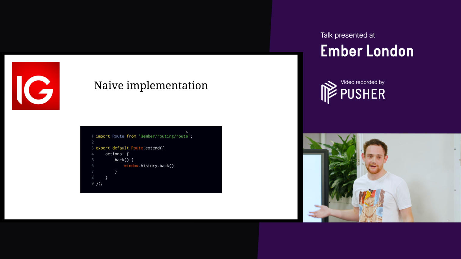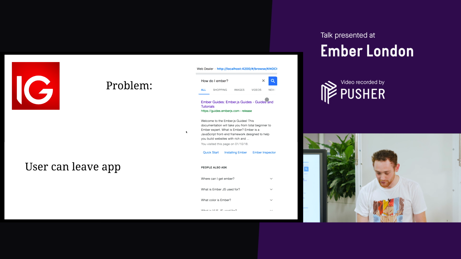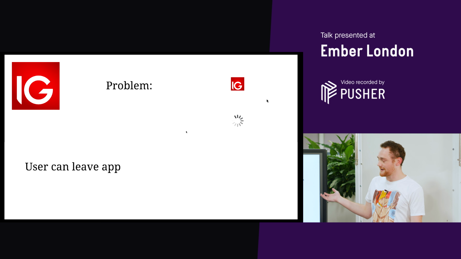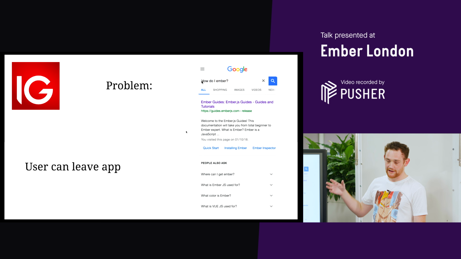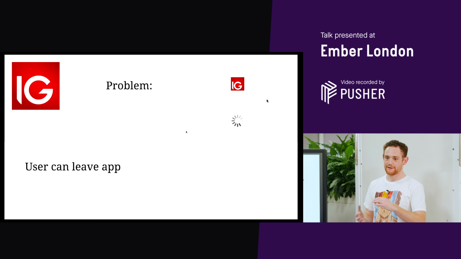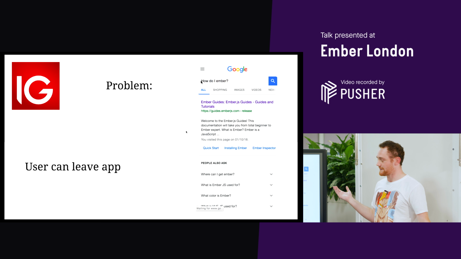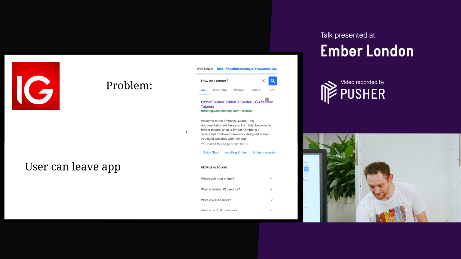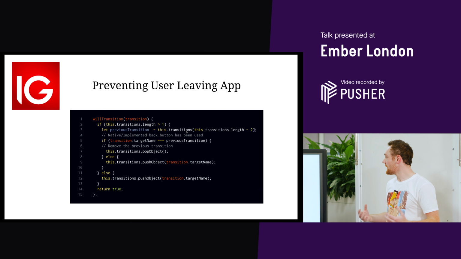So I came up with this naive implementation, which runs us into the first of many problems, which is that the user can leave this app. Here we're navigating directly to a URL somewhere potentially midway through our navigation. We press back and we end up back in Google, which is really not ideal. So we need some way of preventing the user leaving this app.